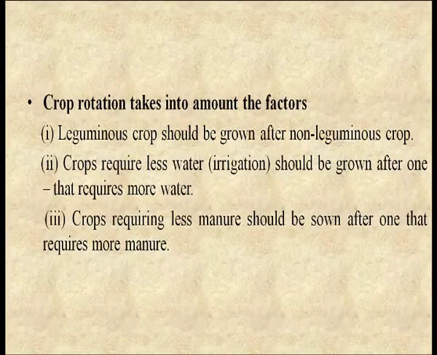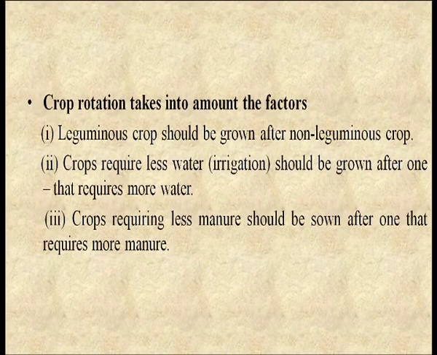Crop rotation takes into account the following factors. First, a leguminous crop should be grown after a non-leguminous crop. Second, a crop that requires less water should be grown after one that requires more water. Third, crops requiring less manure should be sown after one that requires more manure. Important crop patterns of crop rotation are shown in this slide.